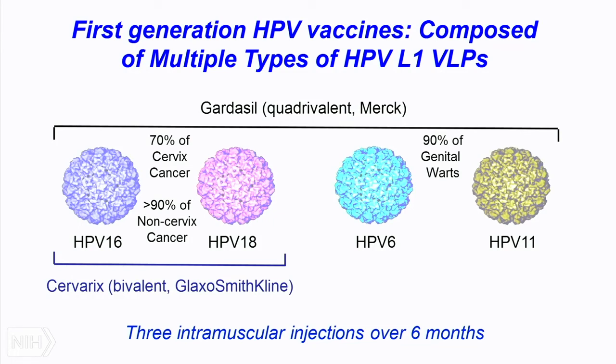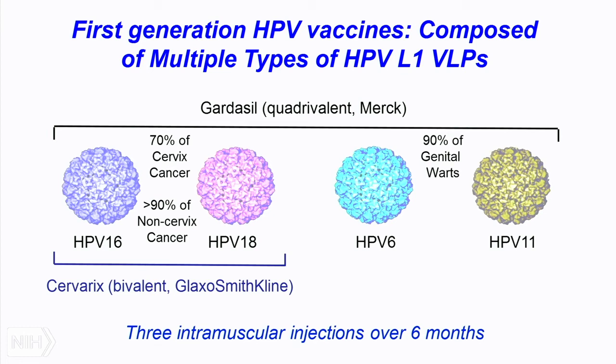The first generation vaccines were the bivalent vaccine made by GlaxoSmithKline. The proprietary name is Cervarix. It is virus-like particles for HPV 16 and 18, and in principle can protect about 70% of cervical cancer and more than 90% of the non-cervical cancer. Gardasil, which is the quadrivalent vaccine made by Merck, and almost all people vaccinated in the United States received Gardasil rather than Cervarix. And Cervarix actually is no longer sold in the United States, but it is sold in many other countries.